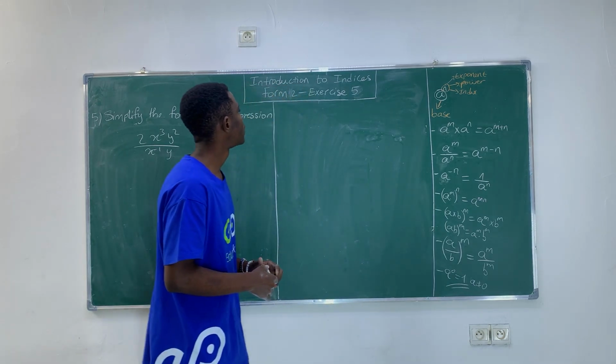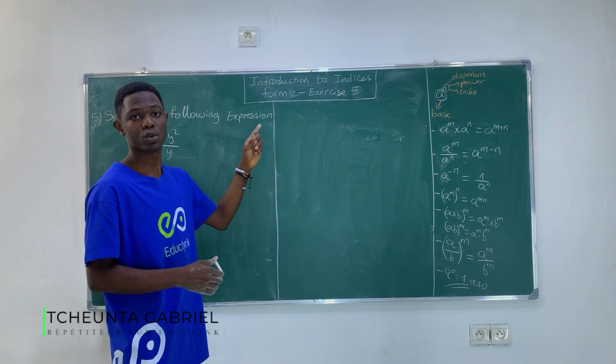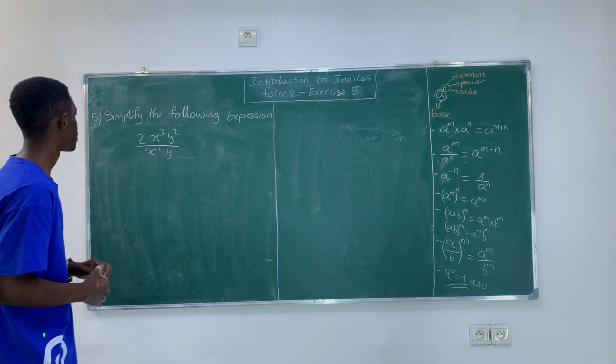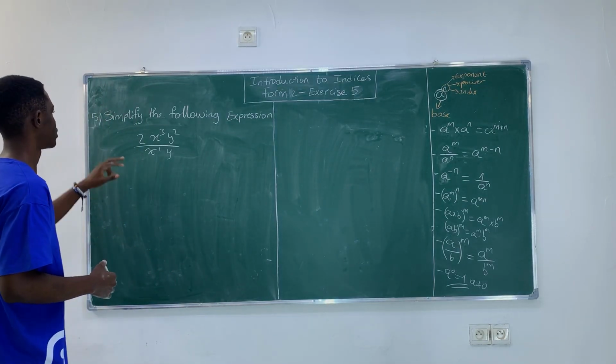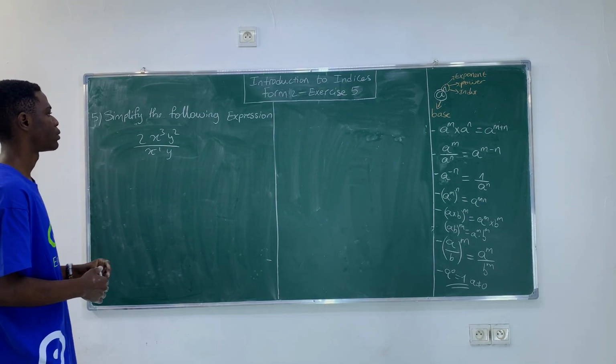So now we are going to repeat the last exercise on the introduction to indices, probably from Form 2 syllabus. The exercise goes: simplify the following expression, 2x cubed y squared divided by x to the power negative 1 y.